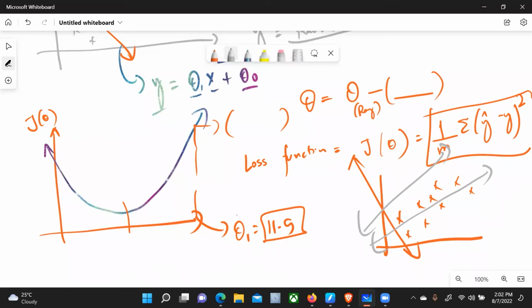So let's say you start with some theta value, 11.9, theta 1. And if I say the optimal value of theta 1 is, let's say, some 5.7, how do I reach from 11.9, mathematically, again, not intuitively, all the way towards this minima? This is called minima in mathematics. So how do we reach towards the minimal value?